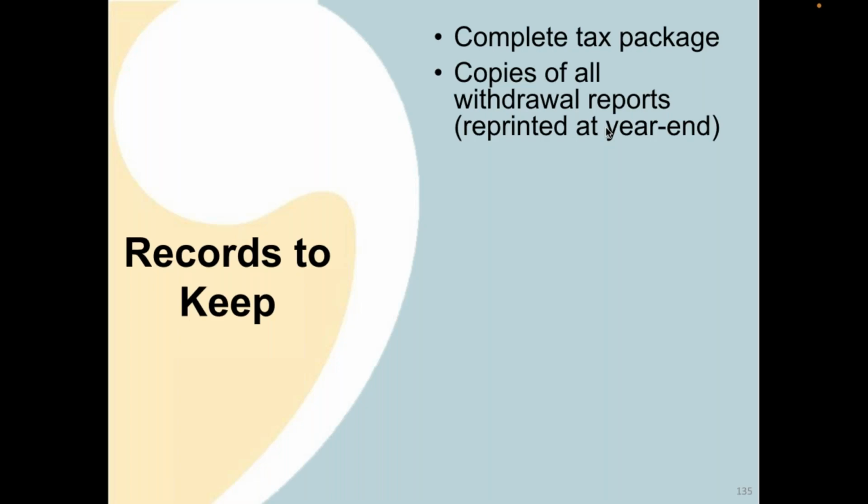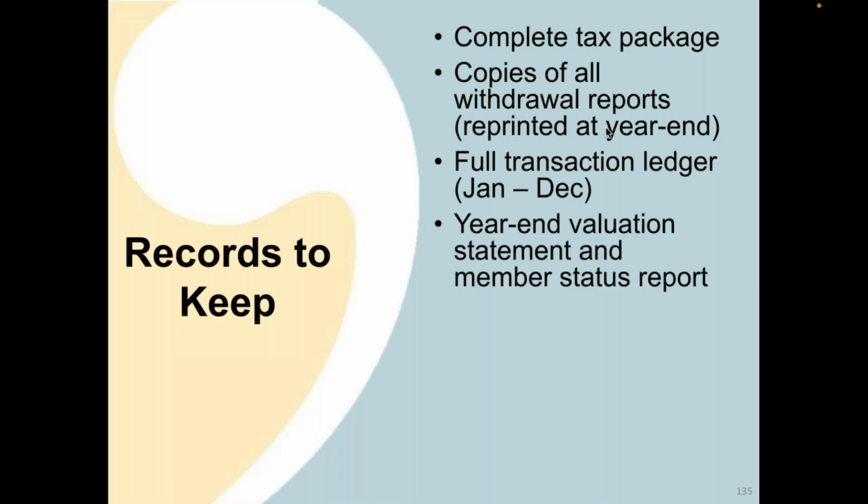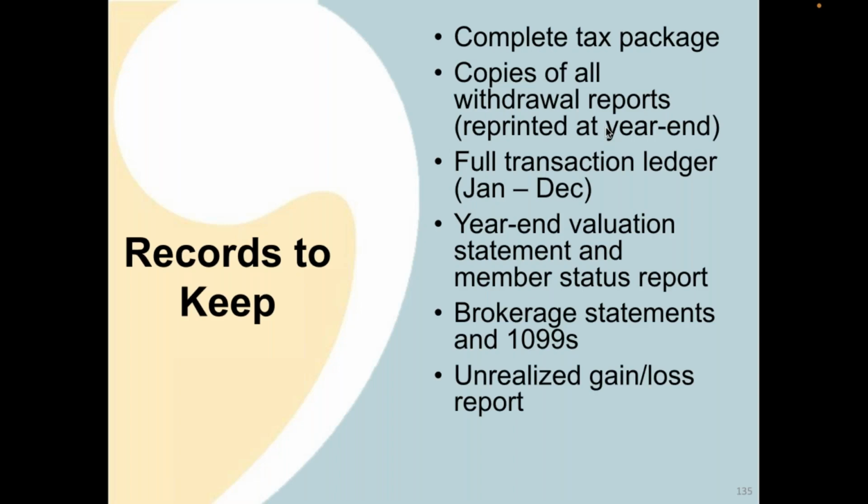Keep copies of all of the withdrawal reports, pre-printed at the year end, copies of the full transaction ledger from January to December, copies of the year-end valuation statement and member status report, the broker statements and 1099s, an unrealized gain-loss report from your broker that shows the cost basis details for each lot of each stock you owned as of the end of the tax year, a realized gain-loss report from your broker that shows the cost basis details for each lot of each stock that you sold during the tax year. You should keep these things as long as your club is in existence.